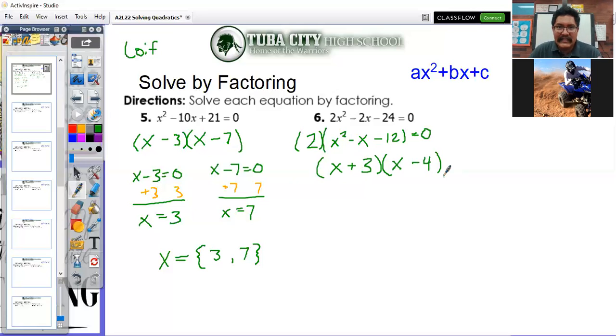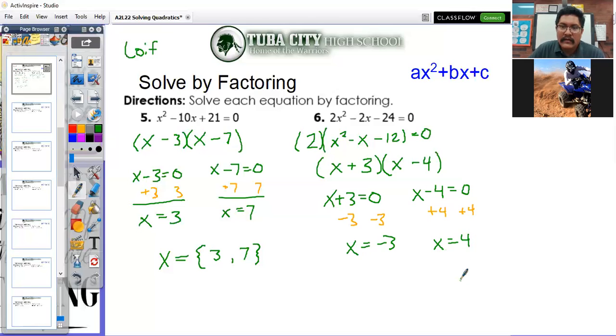So we did check it. All right, we made sure it worked because we used our LOIF, and now our first number is just x because there's nothing in front of there, so we don't have to do anything much else. And now we have to set them equal to 0. So x minus 4 equals 0 and x plus 3 is 0. And just do the inverse. So my first solution is x equals -3. And over here it's going to be 4. So x equals 4. And there we go.